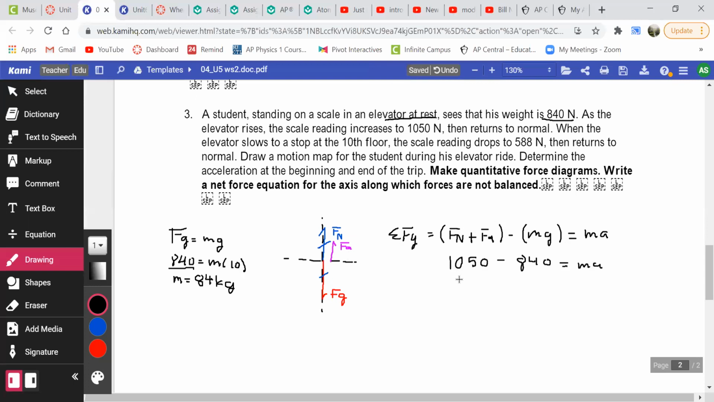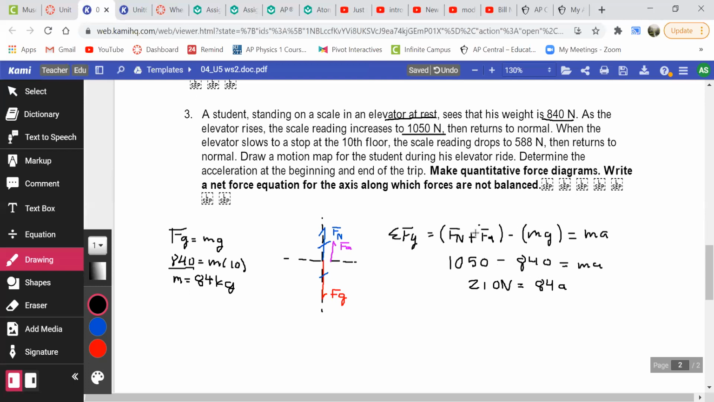So we then can state that the difference between these two is 210 newtons. This is equal to 84 times the acceleration due to that motion. Have we followed so far how I got here? I set up a sum of forces. I plugged in the value that the scale reads, which is that upward force total. Then I subtracted gravity, and the difference between those two has to be net force. That's what causes the acceleration.